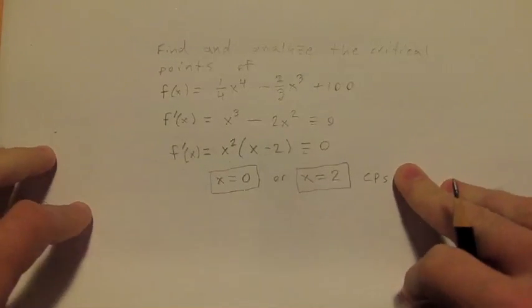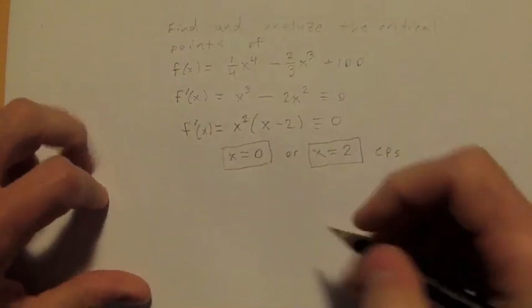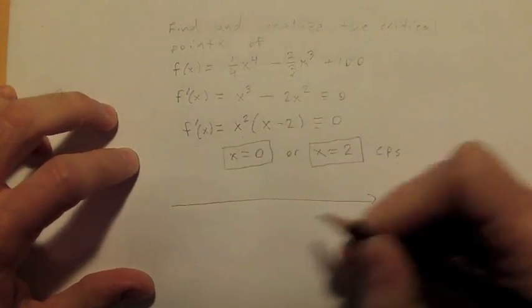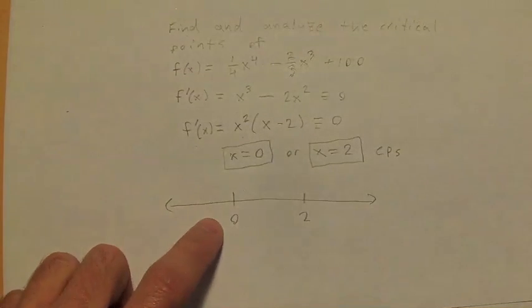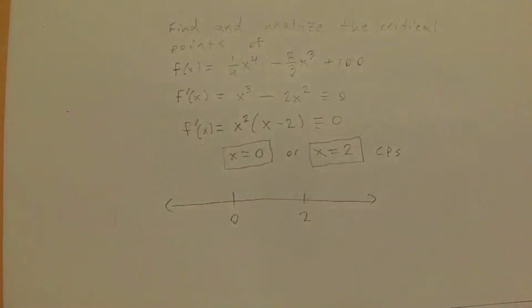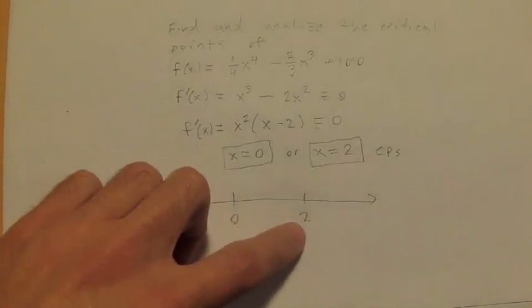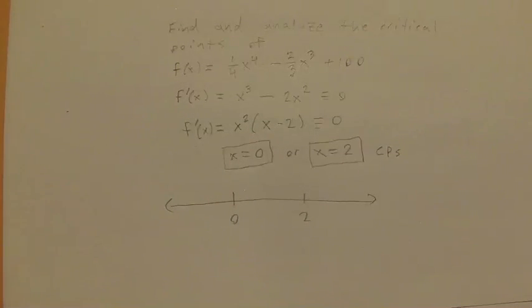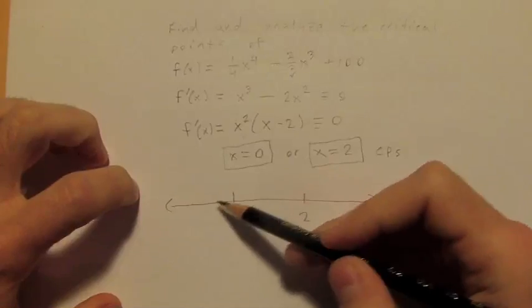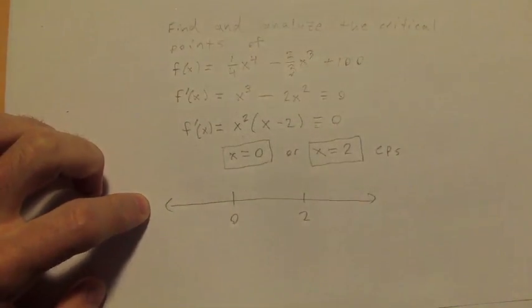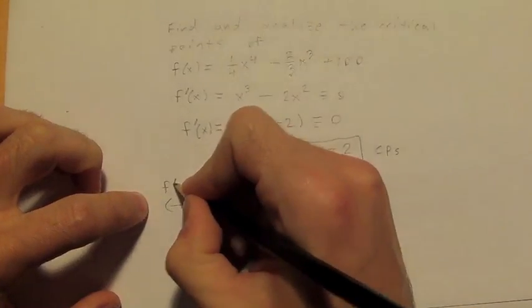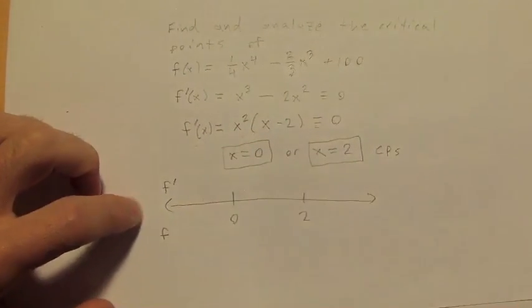All right, now we get to the analysis. Now here's a part where a lot of people will mess up. If you're going to use a number line, you have to put both critical points, actually all critical points, no matter how many you have, on the same number line. You cannot check them separately. You have to check them together. Okay, so that means I have to check some values from the left of 0, in between 0 and 2, and to the right of 2. Right, so we're going to check f prime, and it's going to tell us things about f.